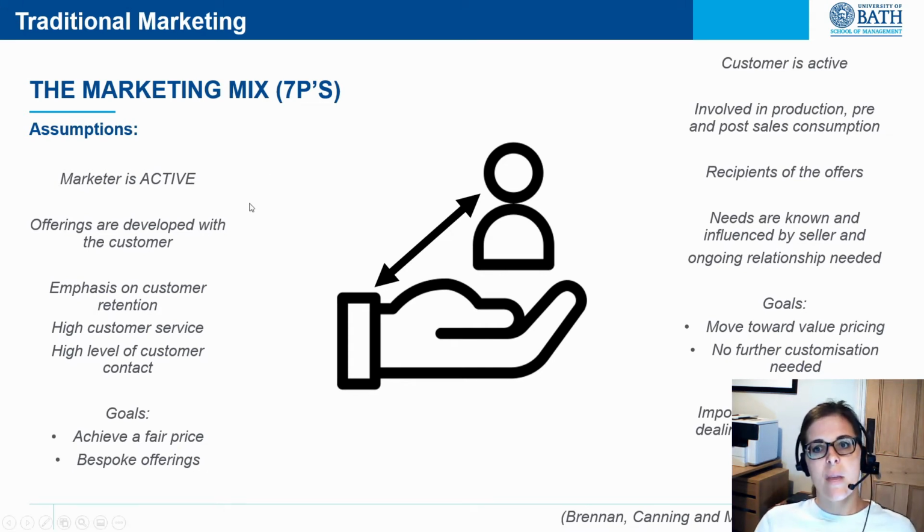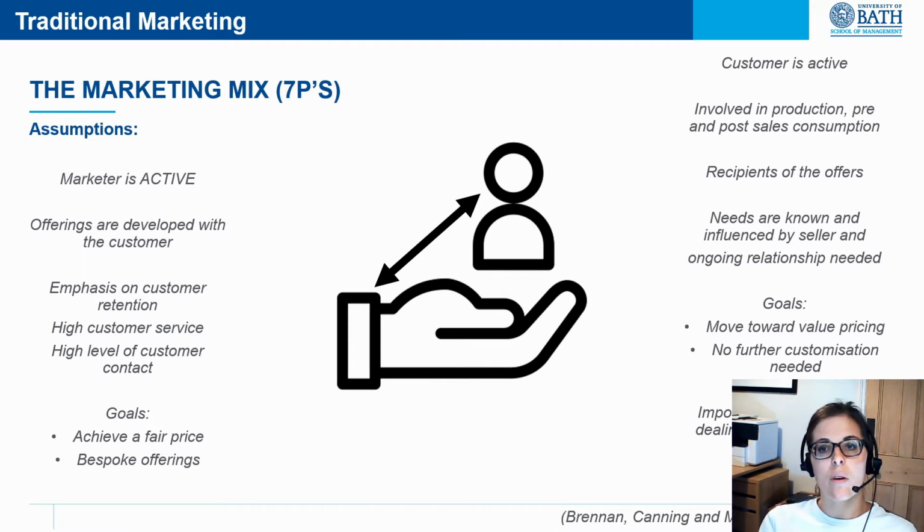The 7 Ps make the marketer more active within the relationship. So you're looking at both the customer and the marketer and the relationship between them. Okay, so when we start looking at the 7 Ps, there is more of a relationship between the customer and the seller, and there's that emphasis on customer retention. So how do we get the customer to come back? High levels of customer service. The 7 Ps by their nature, the additional 3 Ps, are services in their nature.